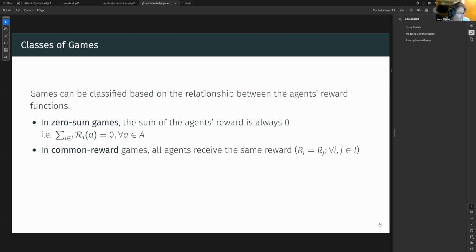In common reward games, the reward is the same. This means that for a given joint action, the reward is the same for any 2 agents. This is for a particular case of this, where R does depend on the joint action. It's not written here. It doesn't mean they all receive the same reward regardless of the actions. That would be a trivial game where nothing matters.